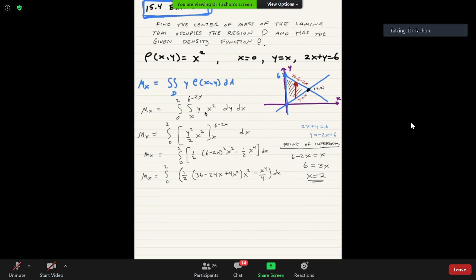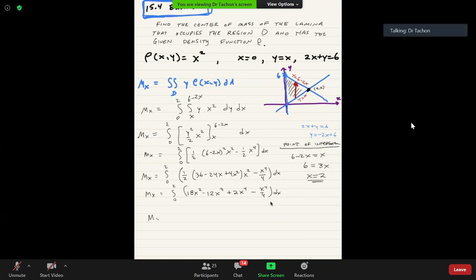Distribute the x squared. So the moment with respect to x, I'm going to distribute the x squared over 2. Half of 36 is 18, so 18x squared. Half of 24 is 12, so 12x to the 3rd. Half of 4 is 2, so 2x to the 4th. Minus x to the 4th over 4. Let's just integrate this and evaluate it.